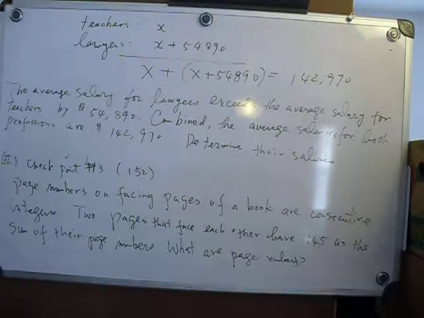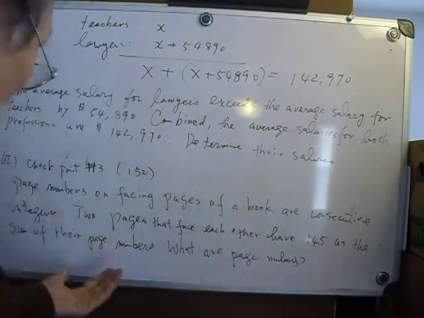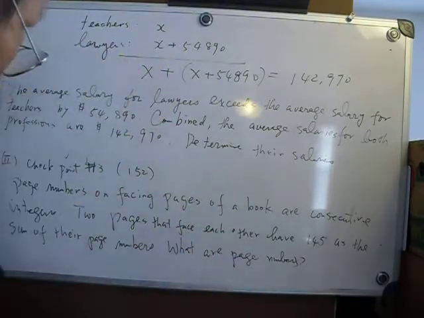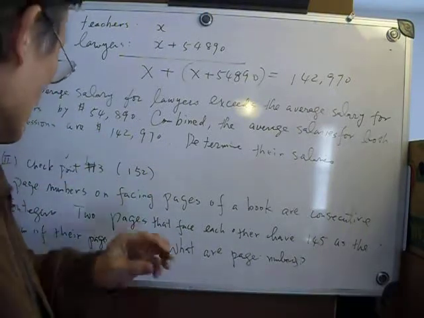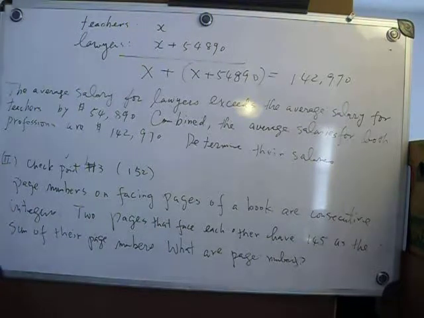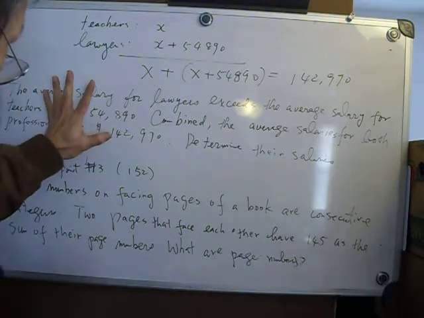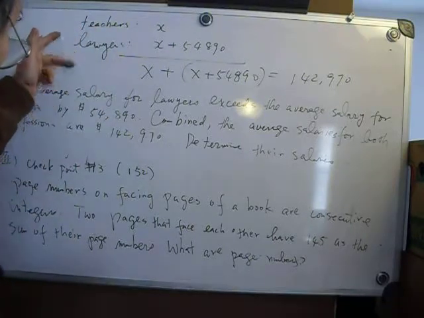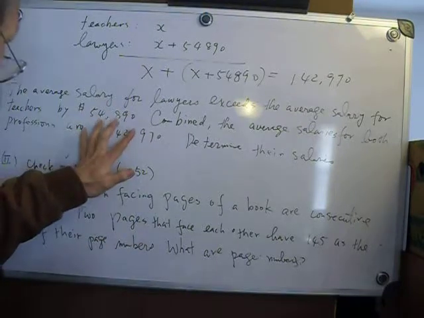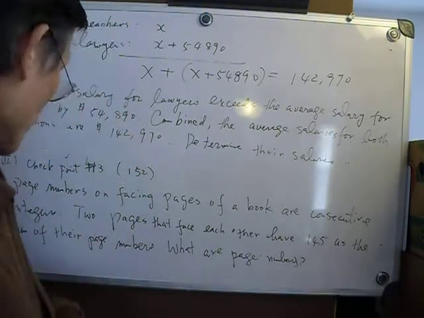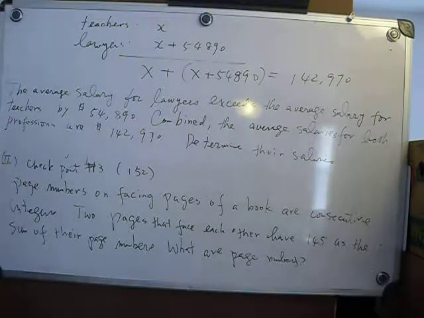Okay, that's the basic setup equation process. Next step is to solve the equation. After you solve the equation, you make your conclusion, which salary is which. And the last step, as we mentioned in the weekly lesson, is to put your teacher's salary in to double check if the combined salary is this and their difference is $54,890. So let's solve it.